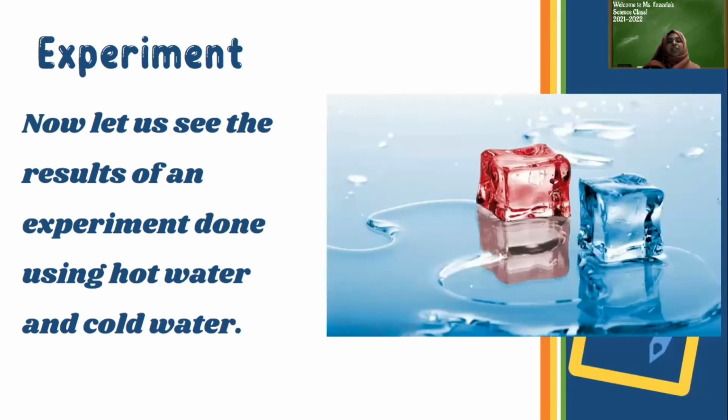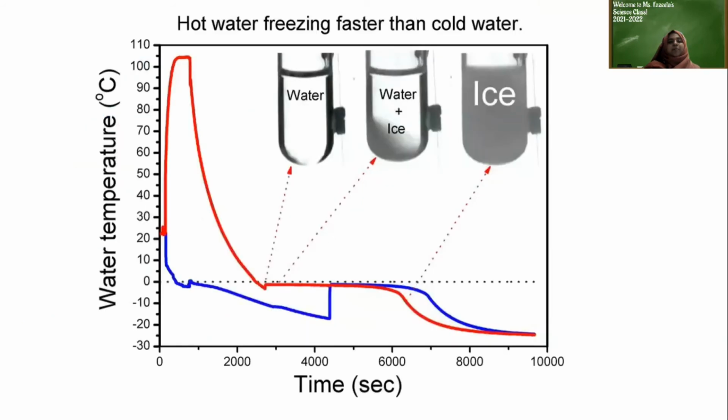Now let us see the results of an experiment done using hot water and cold water. Your prediction, which one do you think will become ice first? The cold water? Let's see. This is the graph which is drawn with the measurements. So you can see here what has become ice first. See, the red is the hot one and the blue is the cold one.